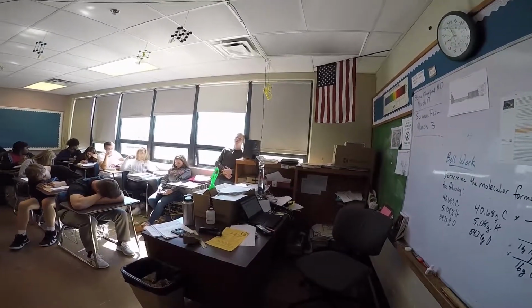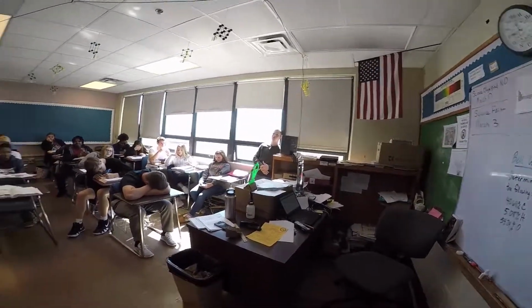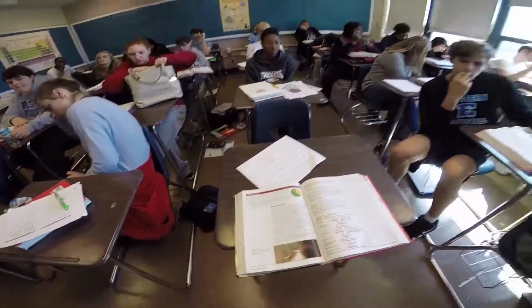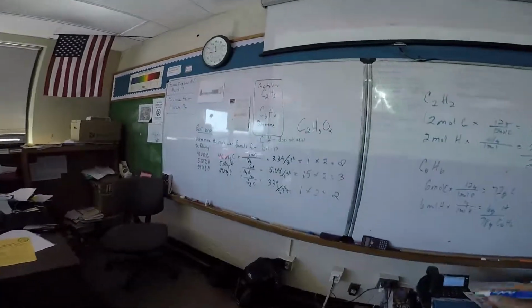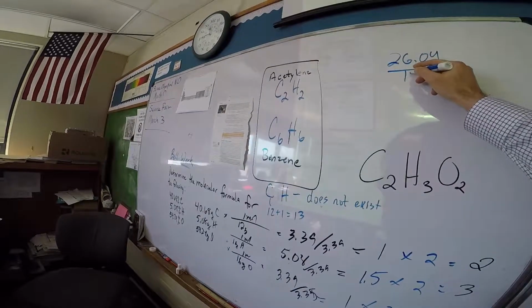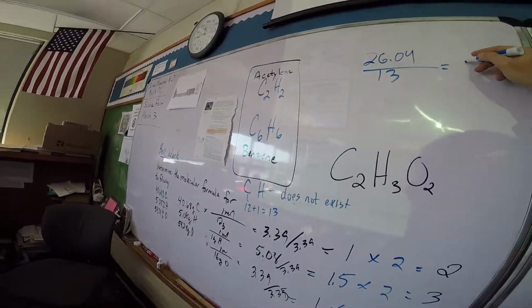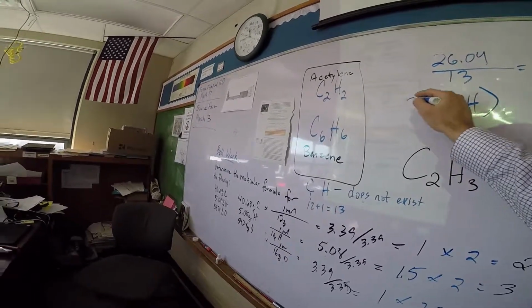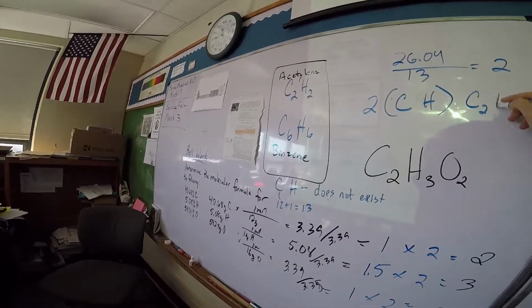So once we find out what these unknown masses are, we can figure out what it is. So in the text it tells us that we have a mass unknown of 26.04. So we take our 26.04 and we're going to divide by 13. And that's going to be around 2. So we take CH and we're going to multiply it times 2 and we get C2H2.